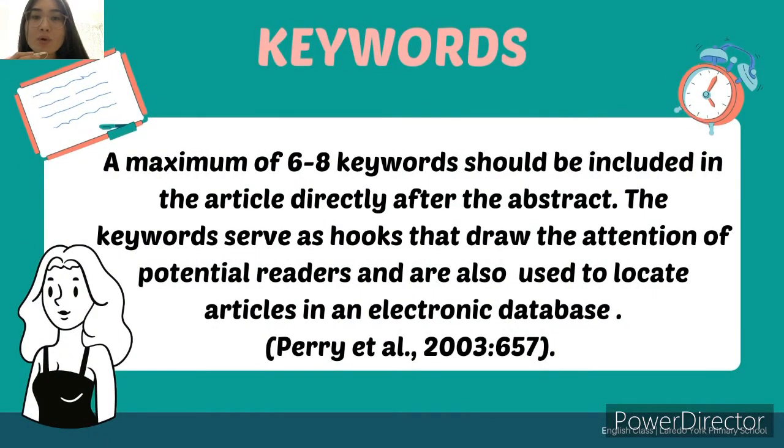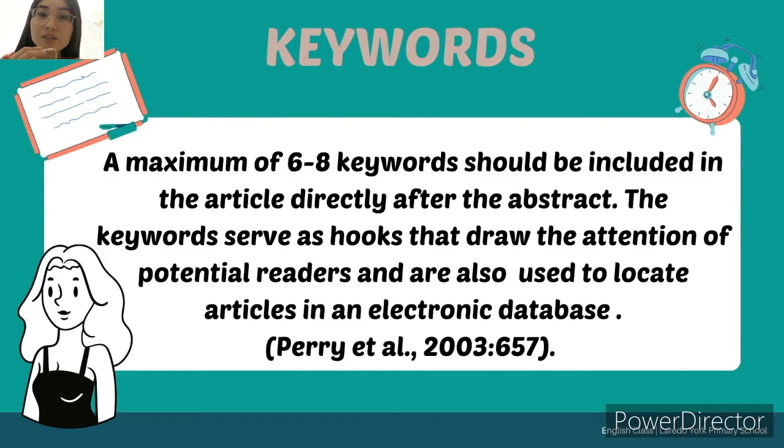The next one, keywords. A maximum of 6 or 8 keywords should be included in the article directly after the abstract. The keywords serve as hooks that draw the attention of potential readers and are also used to locate articles in an electronic database. The keywords should preferably reflect the discipline, subdiscipline, theme, research design, and context of the study.